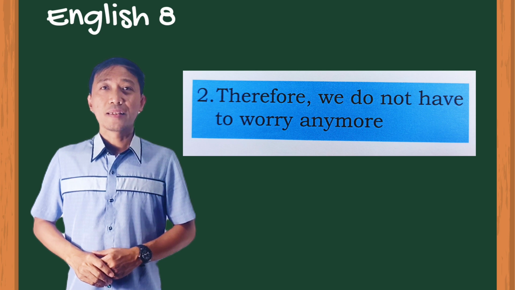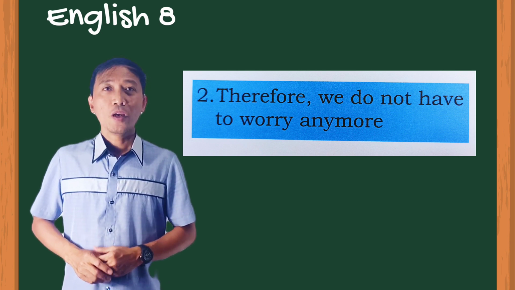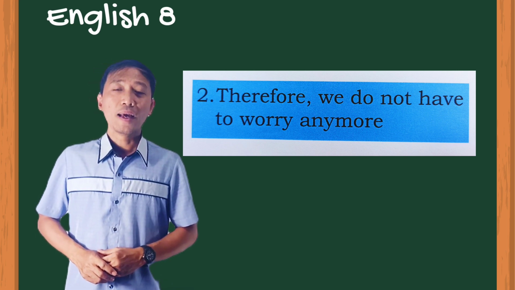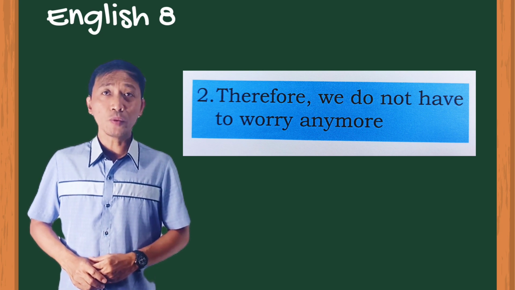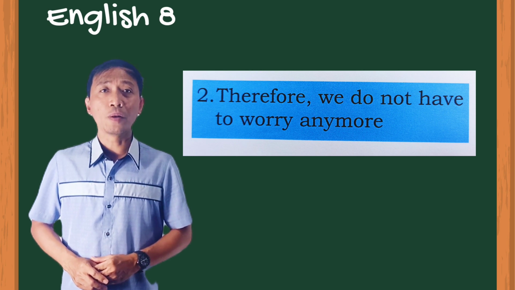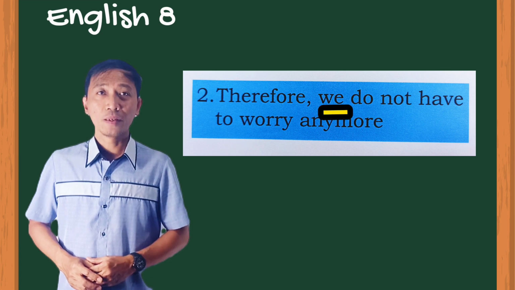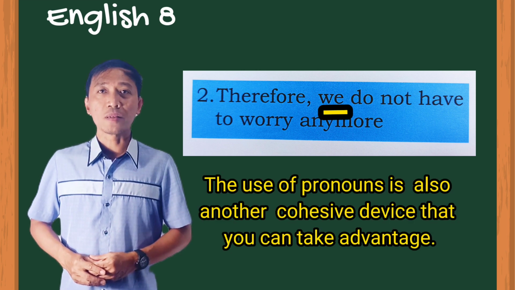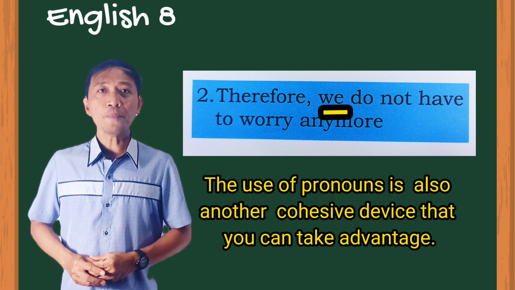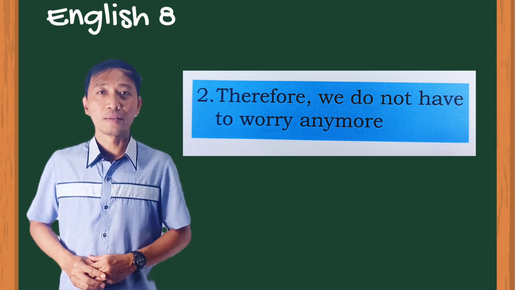In the second sentence, the word "therefore" is used to give or show conclusion. With the efforts of the Department of Education with regards to the students attending classes, Anna and her parents therefore do not have to worry about enrollment. Also, you will notice the use of the pronoun "we," which apparently refers back to Anna's parents. The use of pronoun is also another cohesive device that you can take advantage of. When you keep on referring to the same idea, it makes ideas stick together.